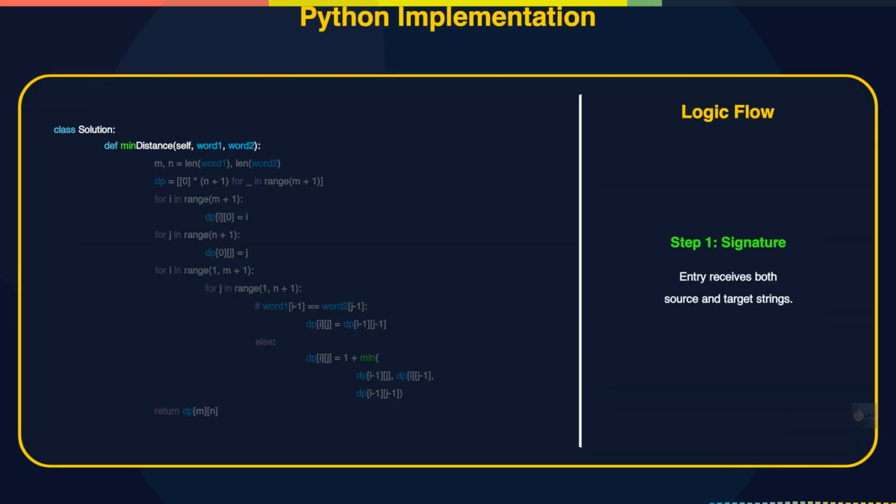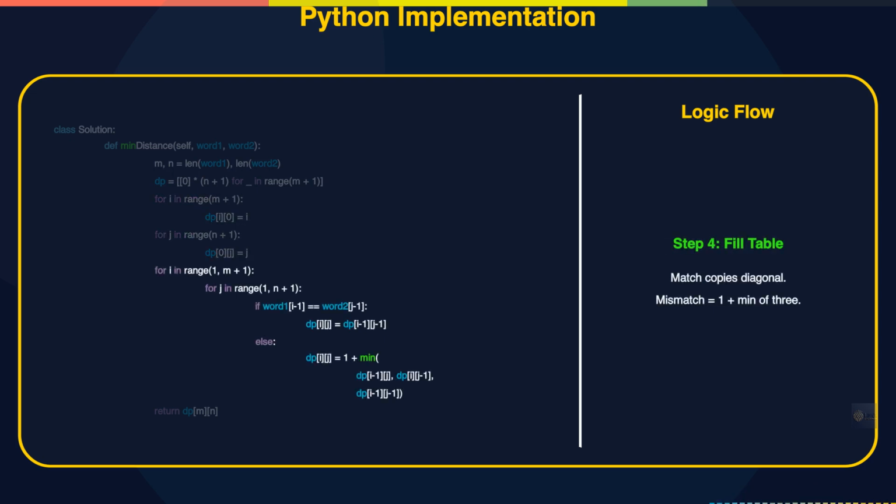Pivot to Python implementation. Define minDistance on word1 and word2. Read lengths m and n, build a DP table of size m plus 1 by n plus 1. Initialize first column and first row with index values. Nested loops compare characters at i-1 and j-1. On match, copy diagonal. On mismatch, take 1 plus the minimum of 3 neighbors. Return the bottom right cell.